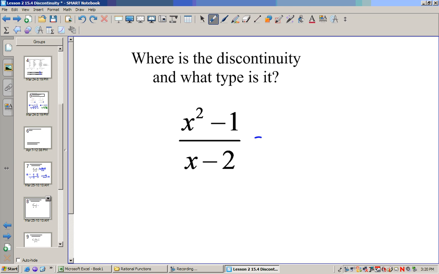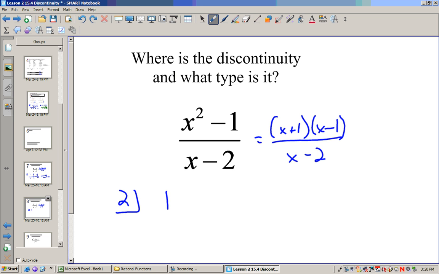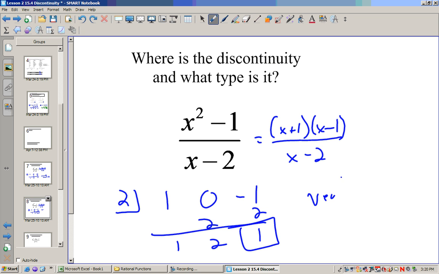Now, if we look at this, this would be x plus 1, x minus 1. These are our factors. Will this divide evenly? The answer is no. If you want to check using synthetic division, 1, 0, negative 1, and you can see that we will have a remainder. So this is just a vertical asymptote. And that's going to be at x equals 2, whatever makes the denominator 0.